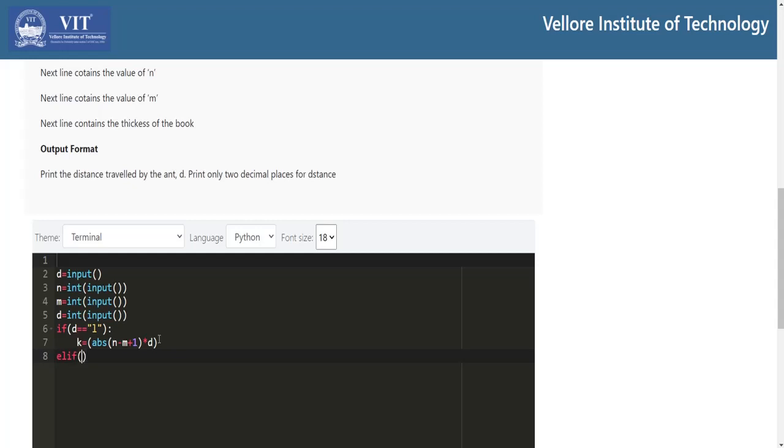So the next case is s equal to r. Sorry, d. Wait a minute. Let me put it s. If s equal to r, then the value of k should be equal to abs n minus m.